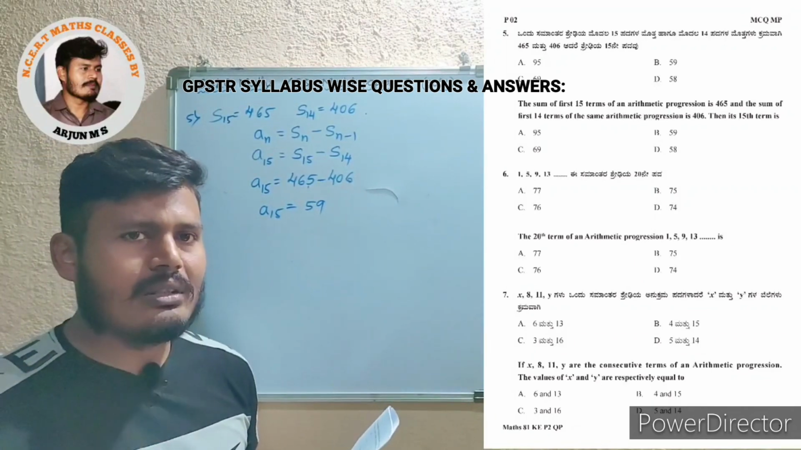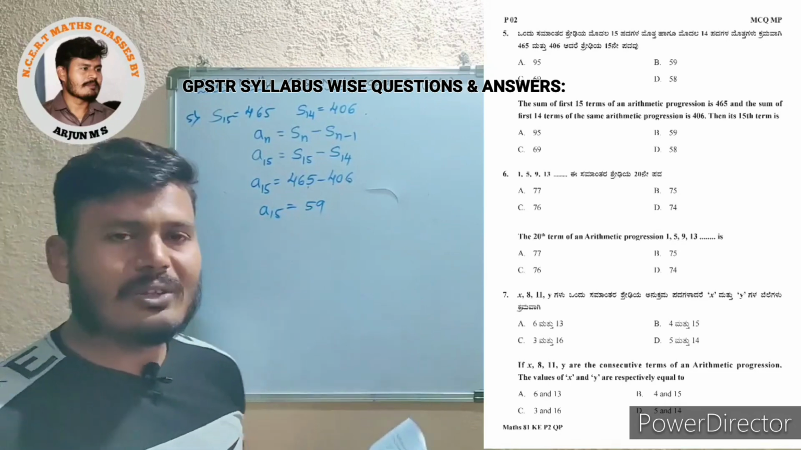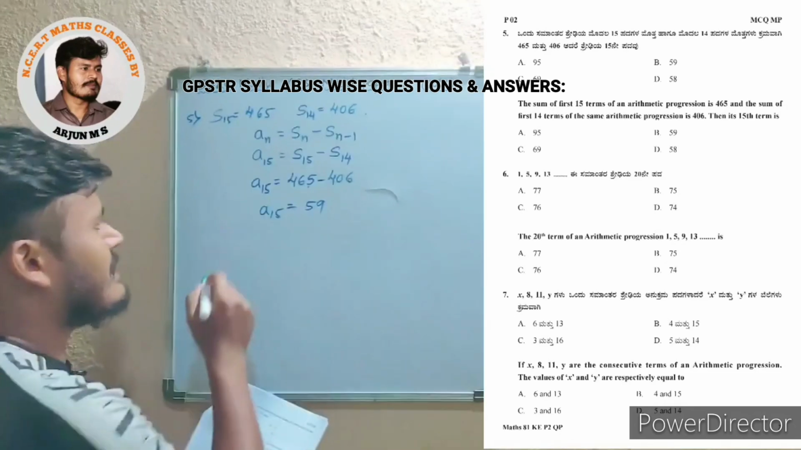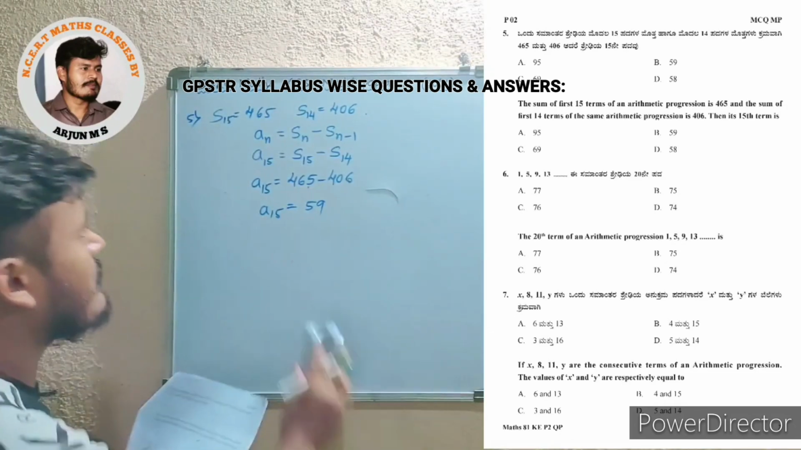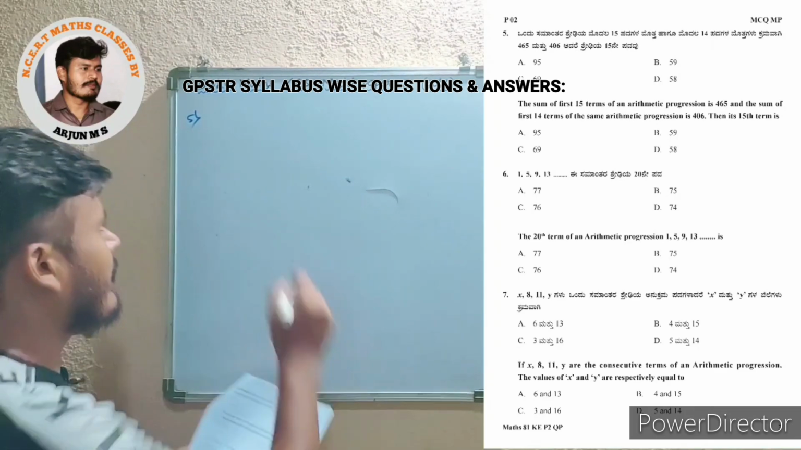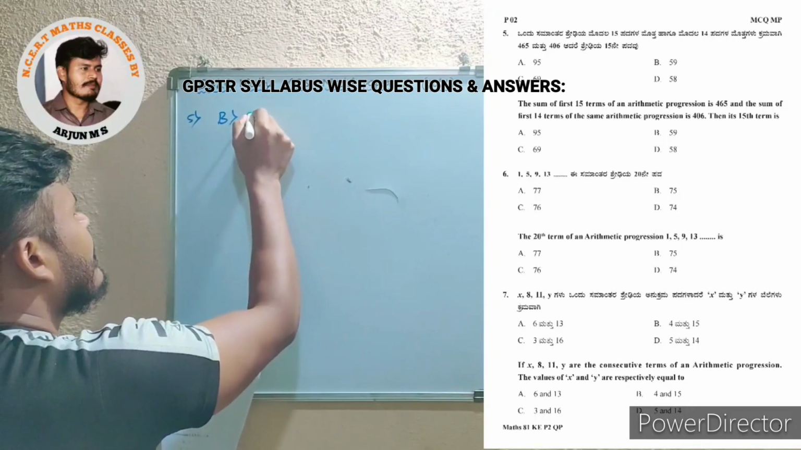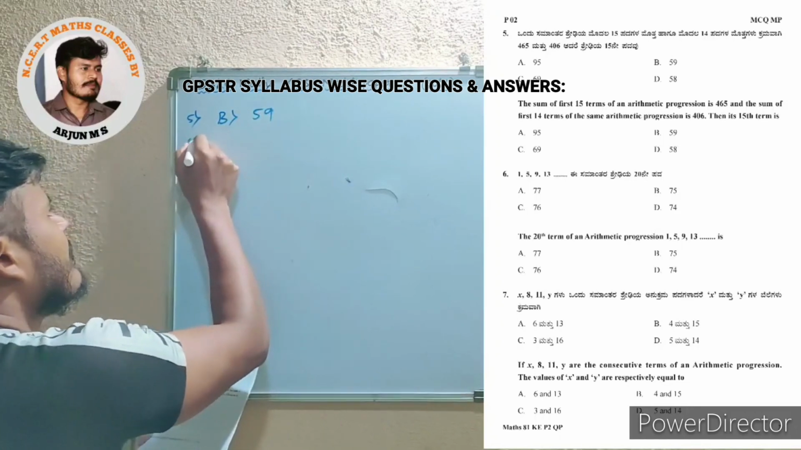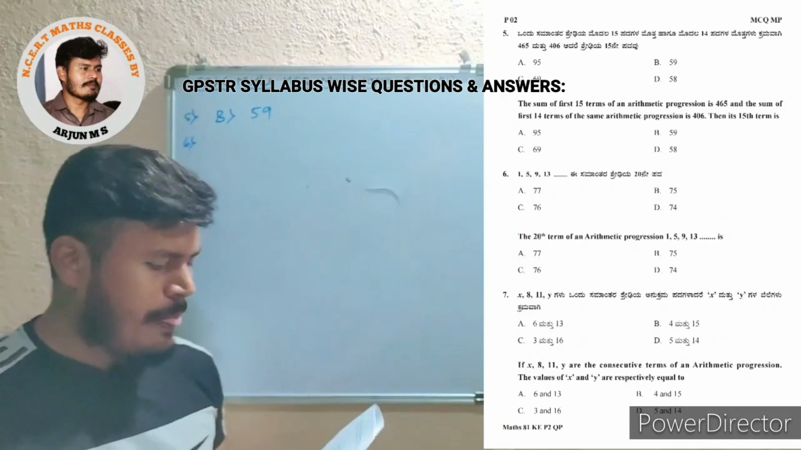You just find out which option is equal to 59. Here option B is 59. That's why here the answer for this question is B, 59. Answer B is 59. Then we move on to the sixth question.